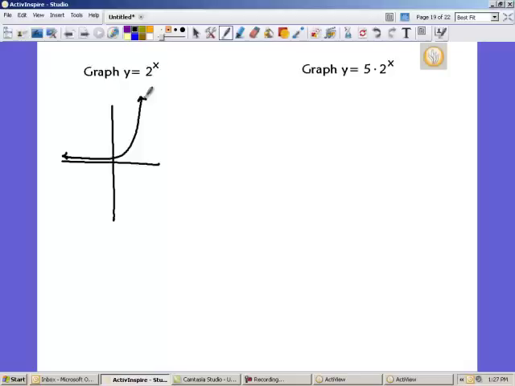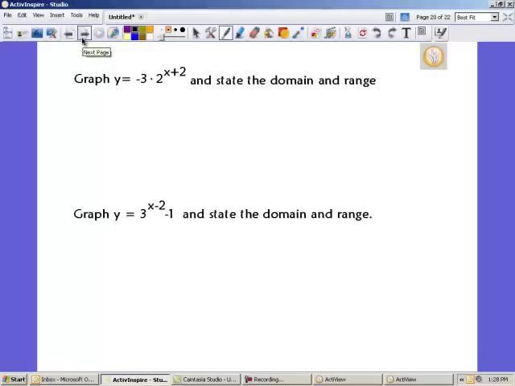And again, if we go ahead and graph this one over here, we're going to type in our y equals 5 times 2 to the x power. And it's going to be exactly the same looking, except it's going to shoot up faster. And that's because it's multiplied by 5. So the graphing is pretty easy.